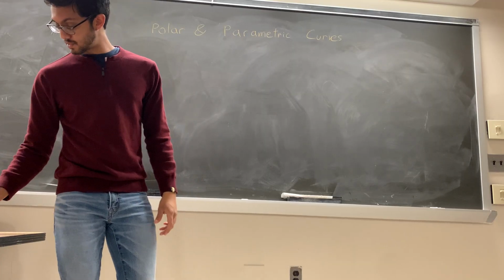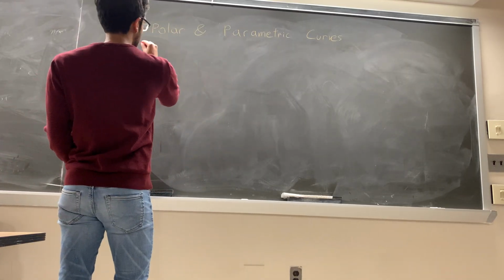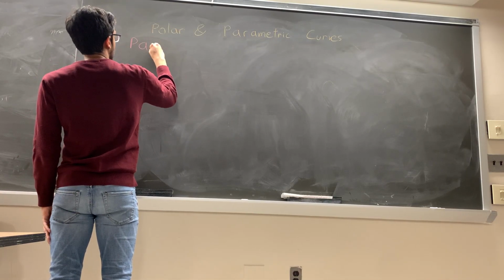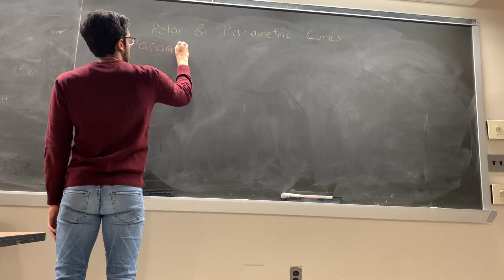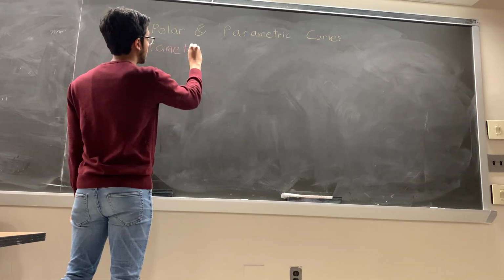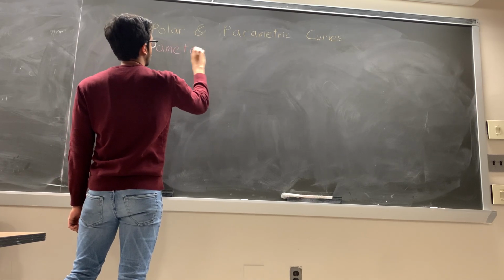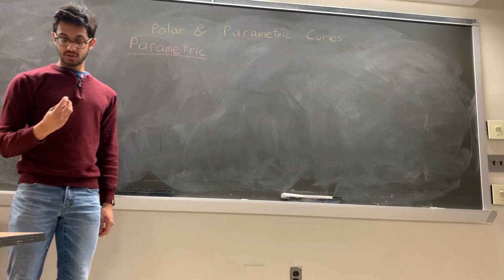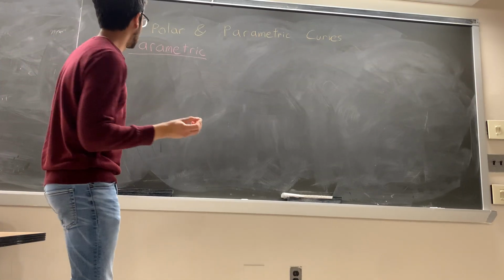So let's break this into two sides. We have parametric and polar, so I'll start with parametric over here. So parametric is sort of the things we were looking at before, right? Where we have an x defined by t and then a y defined by t. So I'm going to begin with finding arc length.